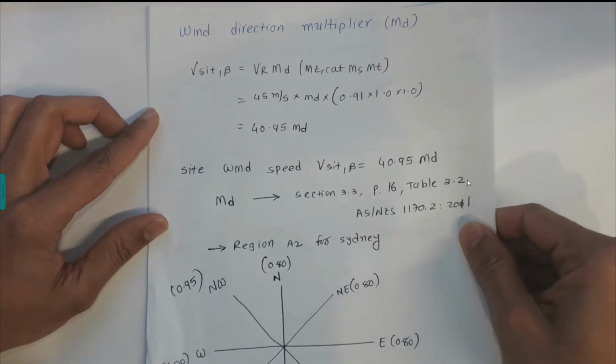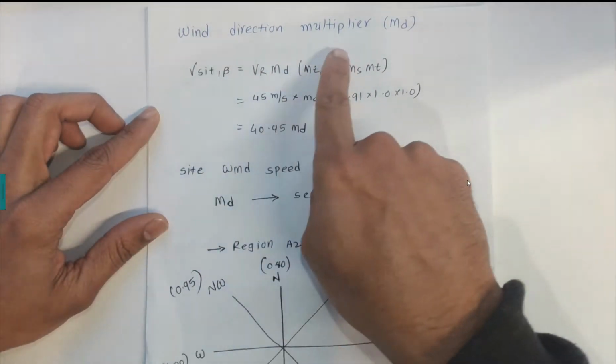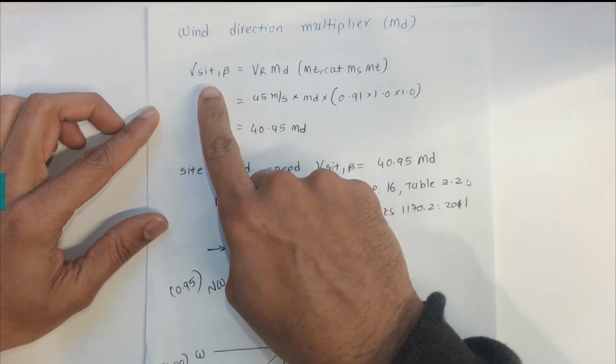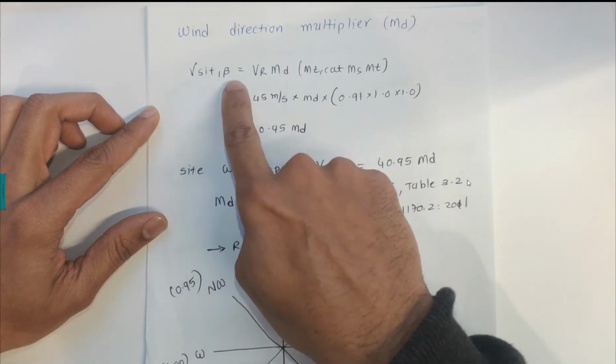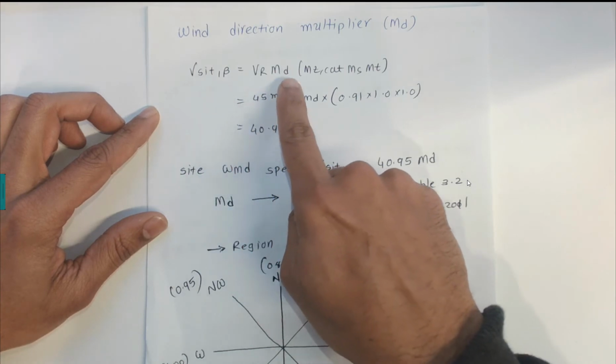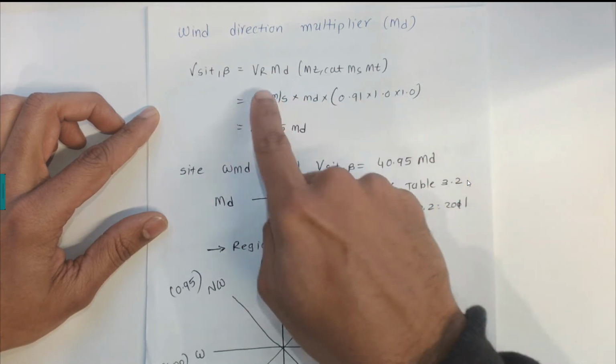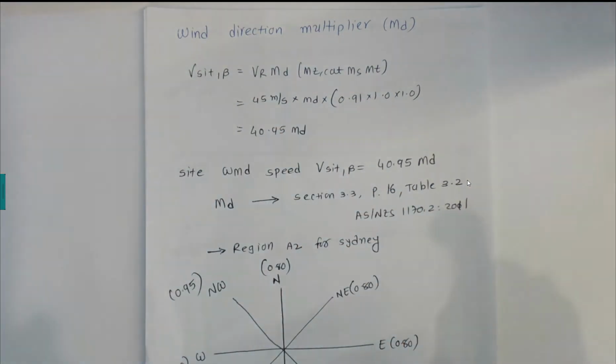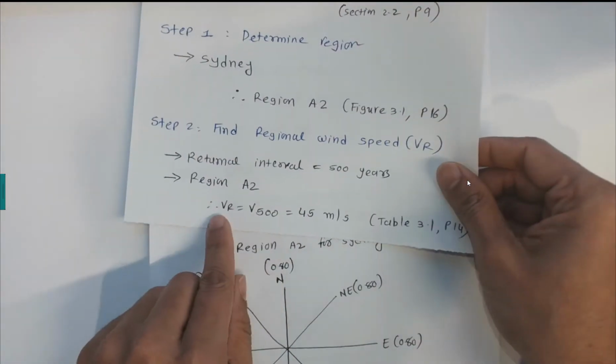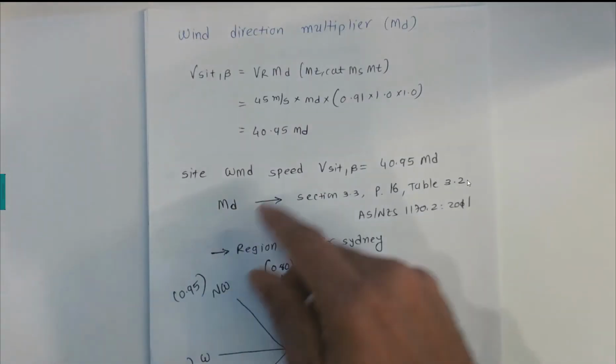Continuing from the previous video, where we wanted to find the design wind speed. So far we have calculated some portions of the site wind speed: MD, MZ,CAT, MS and MT. We substitute the regional wind speed of 45 meters per second that we calculated in the previous video.